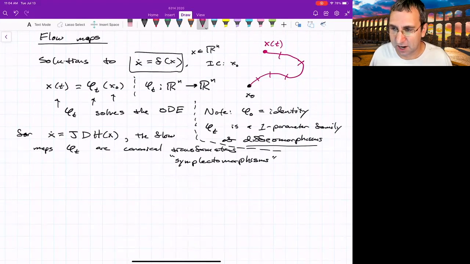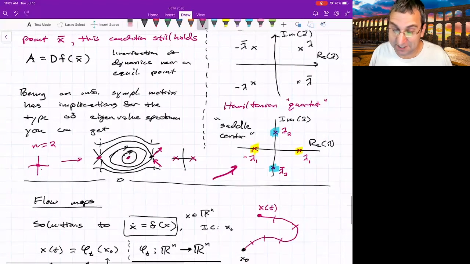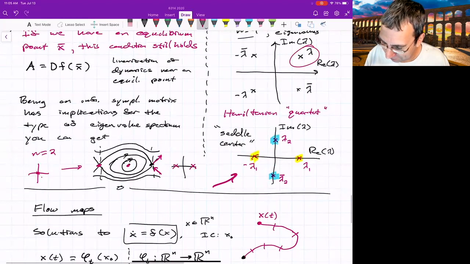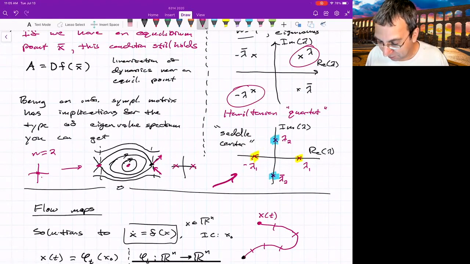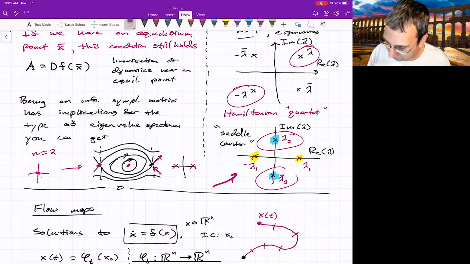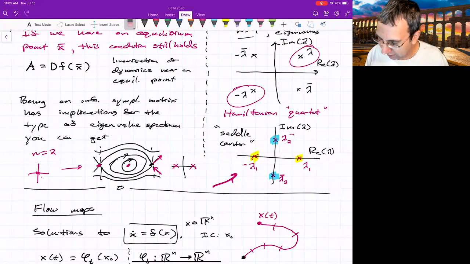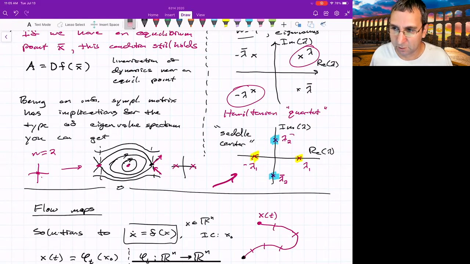It's also a kind of a check on, have you done things right? If you're getting a spectrum that's different from this, and yet you should get something like that. Like if you have lambda, you should have negative lambda as also an eigenvalue. And for this case, the ones on the imaginary axis, negative lambda is the same thing. So that's why you don't get any additional information. And I haven't seen quartets, even though they could theoretically happen. I haven't seen them in a problem yet. I don't know where they are. Maybe they're just not common in celestial mechanics, but they might be common somewhere else.